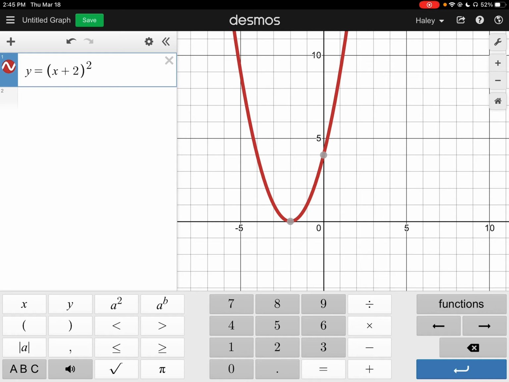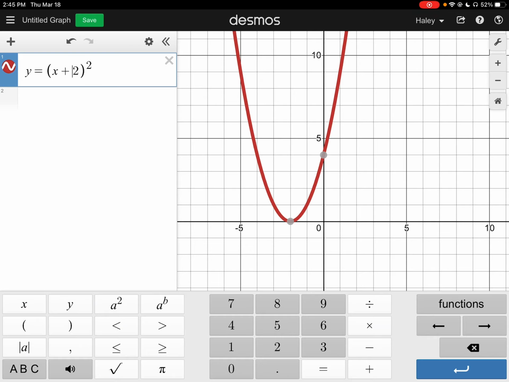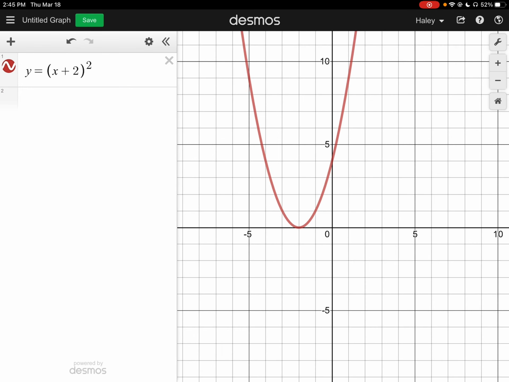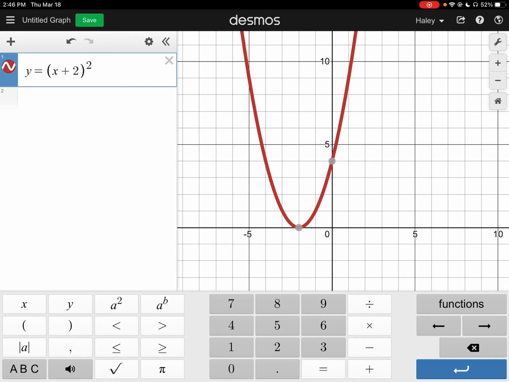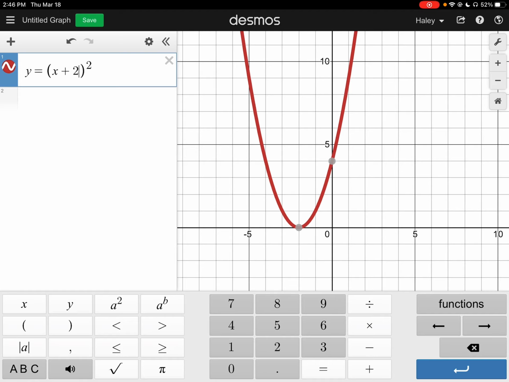So take a look at my function. It's x plus 2 squared. See where the plus 2 is? The plus 2 is inside the parentheses with the x. It's not on the outside. That whole thing is being squared. Now notice how I did plus 2, and look at my function. It moved left 2, right? It's just like I took the parent function, and plus 2 made it move left 2.